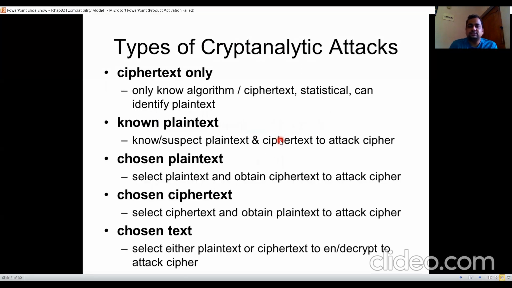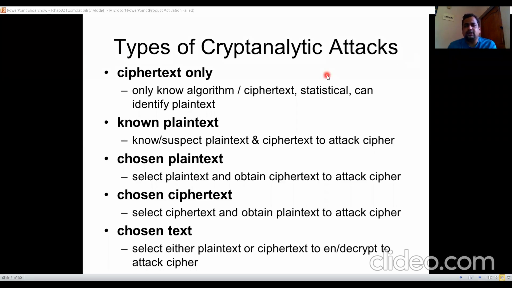Now the question is why encryption and decryption are required. Why do we have to choose the encryption and decryption algorithm? To avoid different types of attacks, we go for encryption and decryption to make our system more secure.